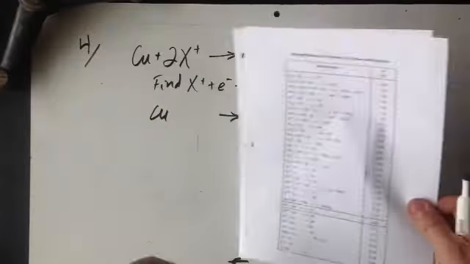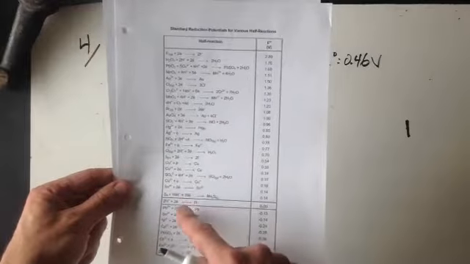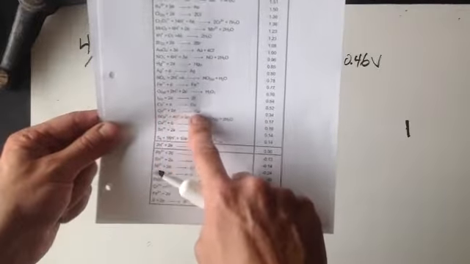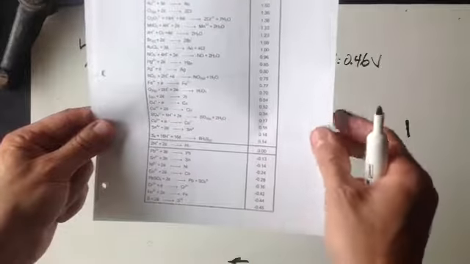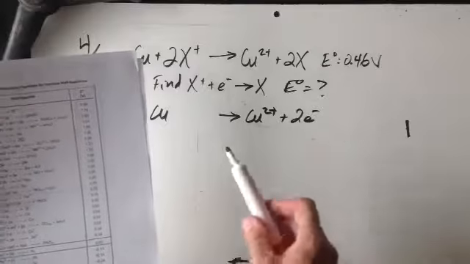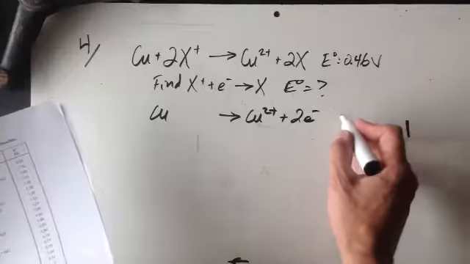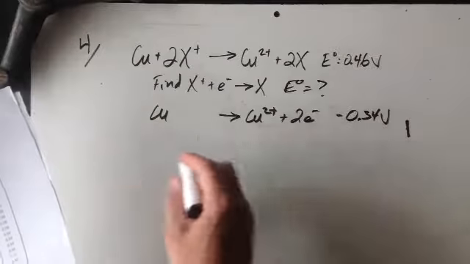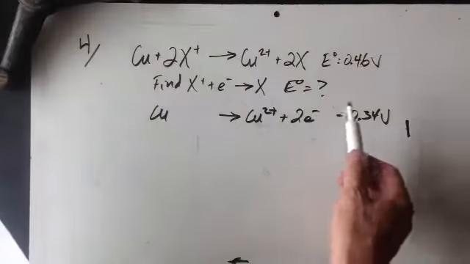Now when I look up on the chart for this, I'm looking for copper, and there it is right there. You can see Cu2 plus 2 electrons, and that's a positive 0.34 volts, but it's the other way around. So I'm going to have to make this negative 0.34 volts because it's the opposite of the way it shows up on the cell potential table.